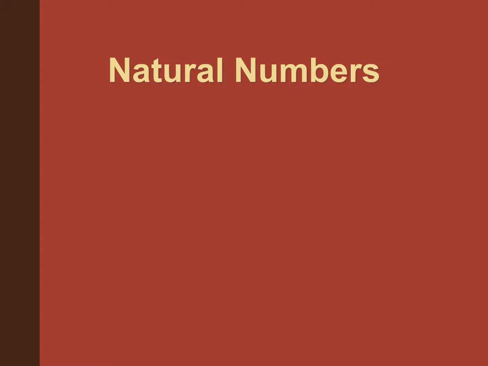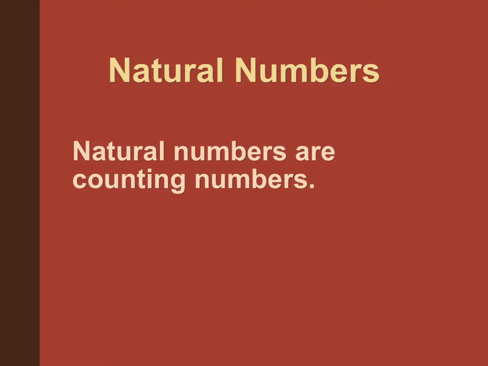The first set is called the natural numbers. The natural numbers are our counting numbers. These are the numbers that, when you learn to count, we started with. The symbol for natural numbers kind of looks like an N, but notice how it has a double line right there. That's our symbol for natural numbers instead of actually writing the words.